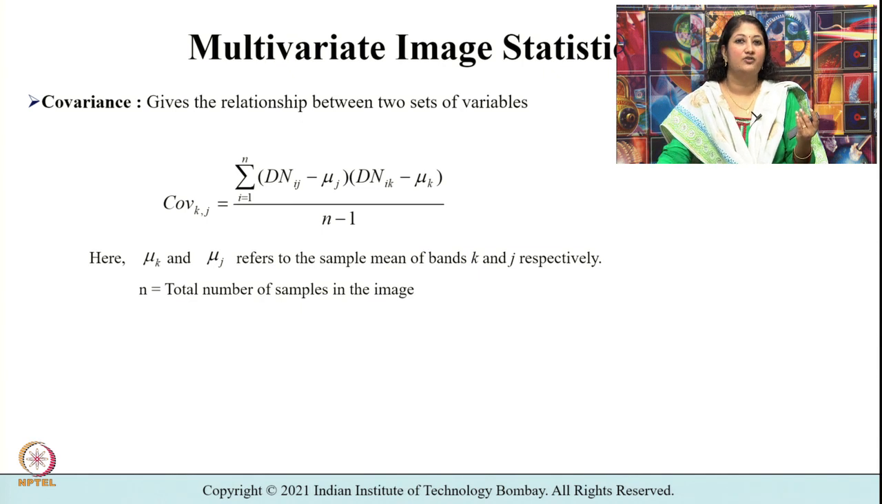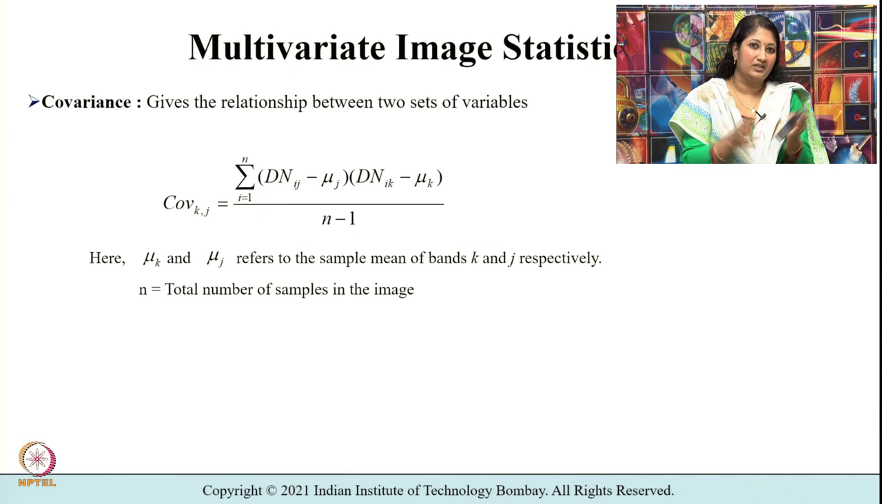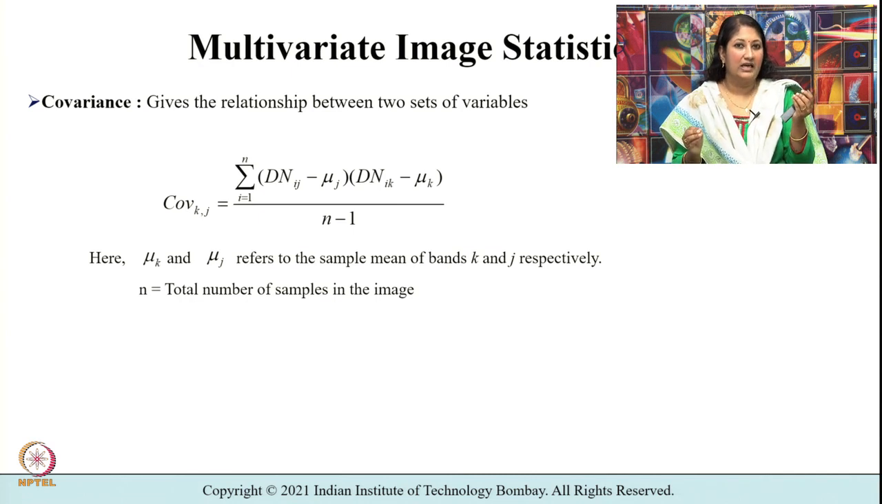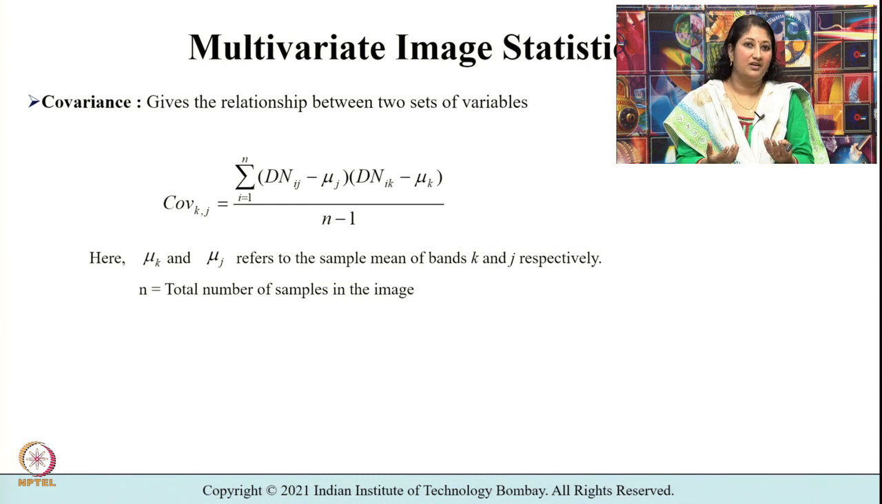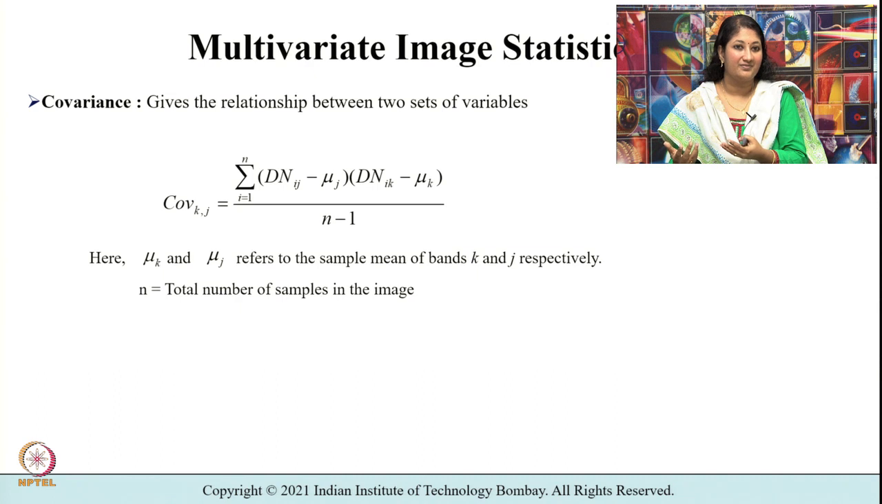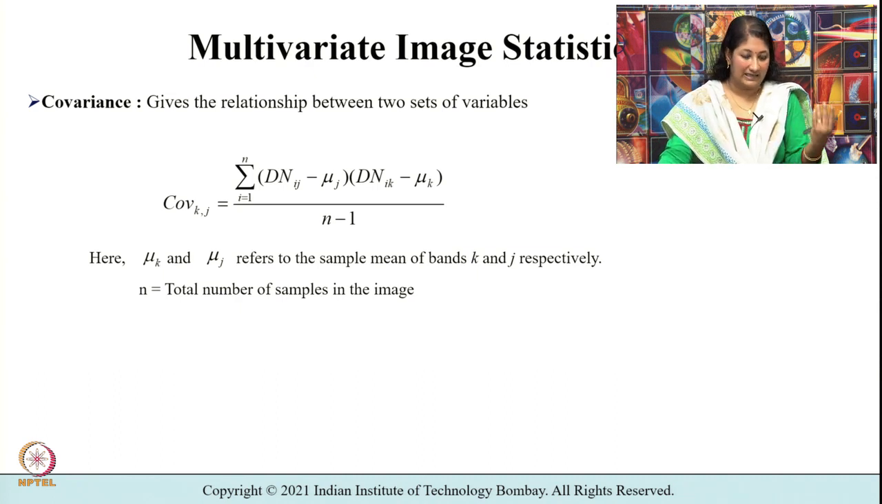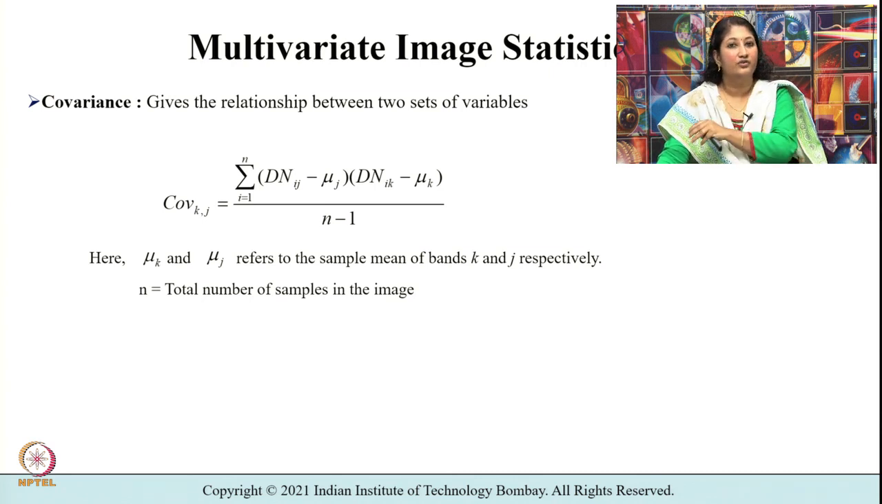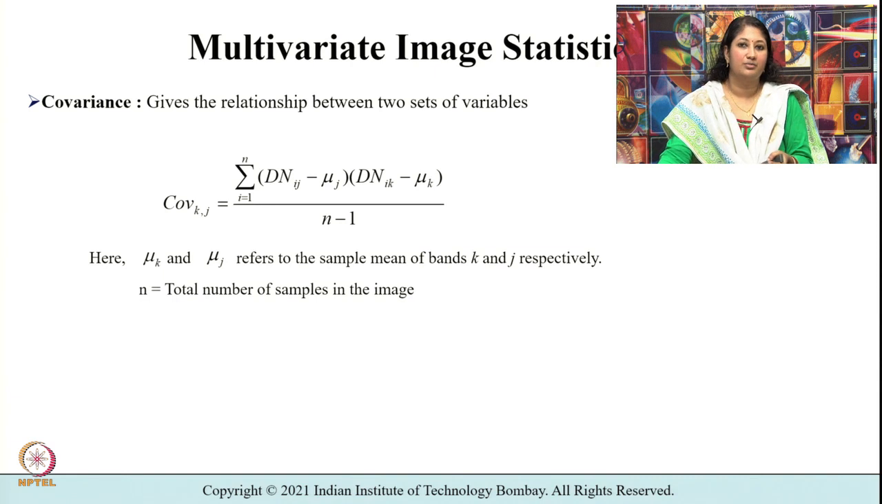So what I am trying to point out is that the sign of covariance, whether it is positive or negative, indicates the relationship between two random variables. Of course, when x and y are statistically independent, it can be shown that the covariance is 0, but the converse may not generally be true.